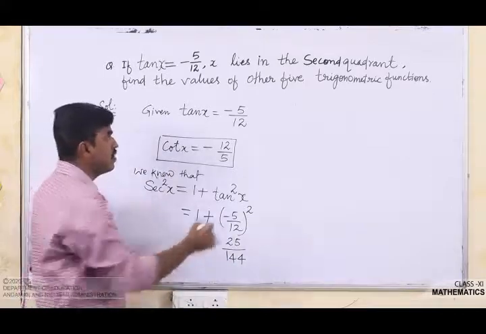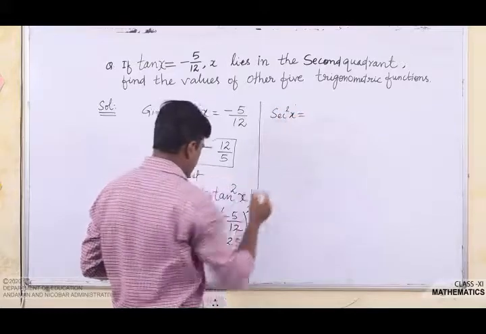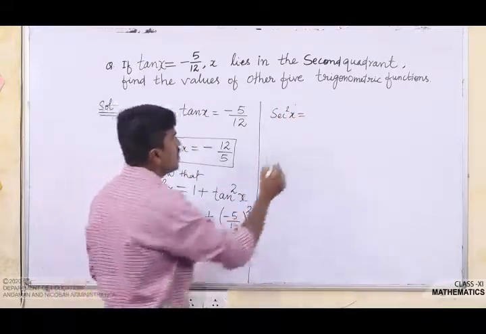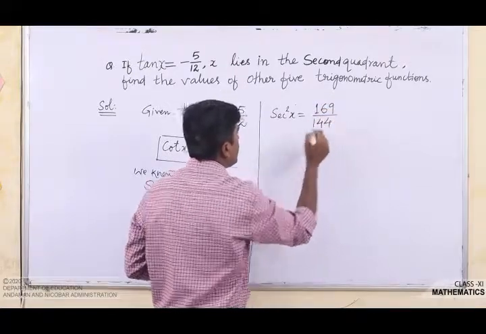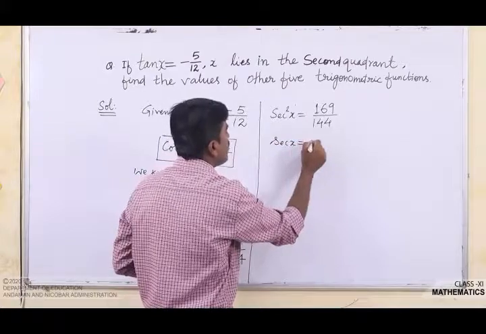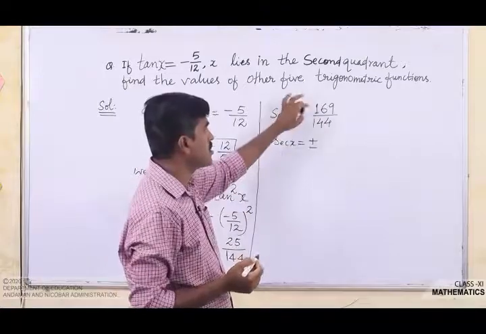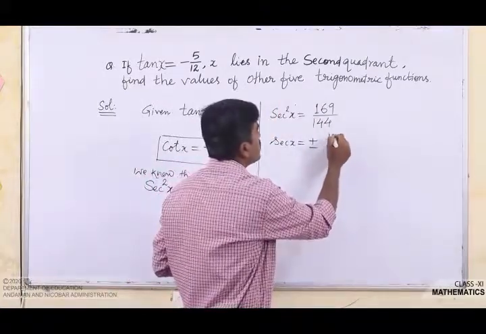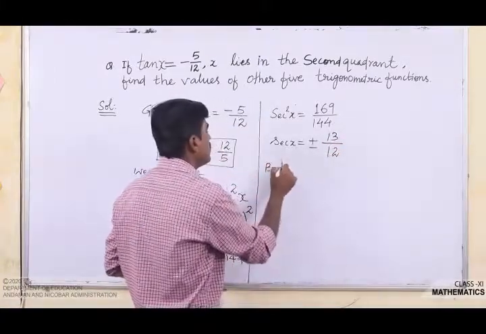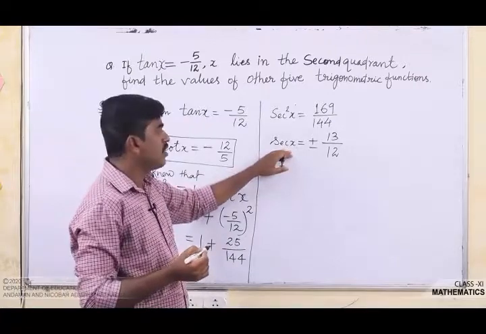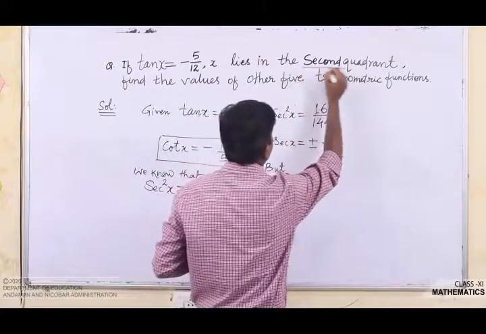12 square is 144. Now we can write sec square x is equal to 144 plus 25, that is 169 divided by 144. Now sec x is equal to plus or minus square root of 169 divided by 144. So what is the square root of 169? That is 13, and for 144 it is 12. But what is given? Here we got the value of sec x as plus or minus 13 by 12, but x lies in the second quadrant.